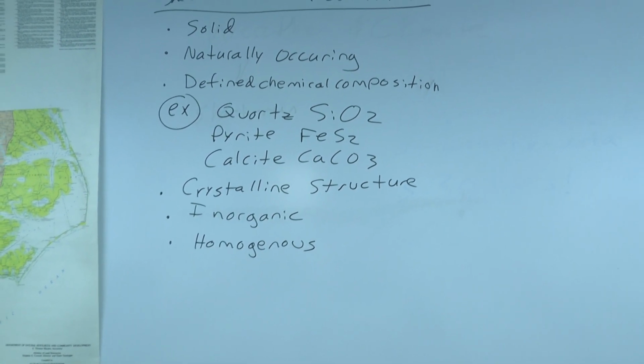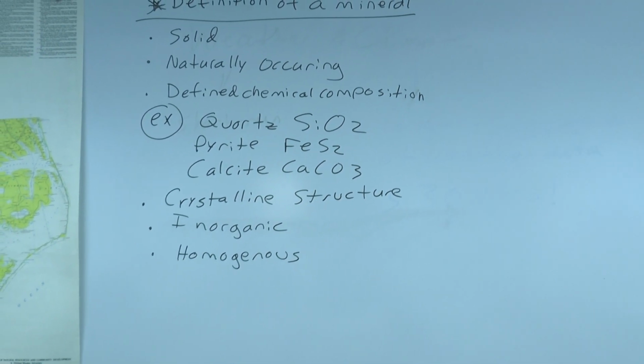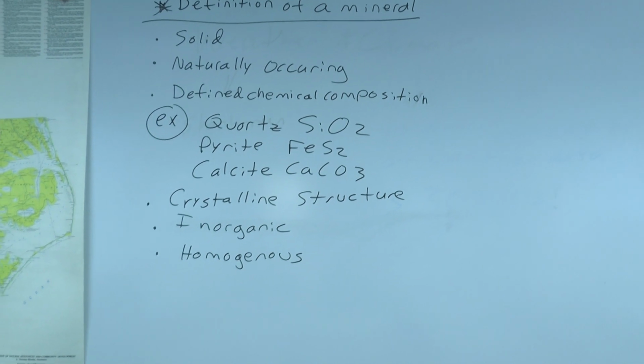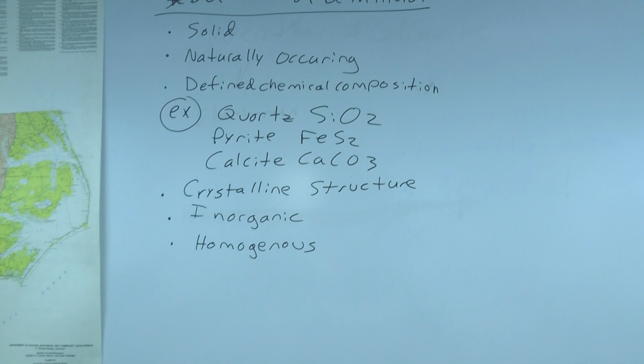Minerals must also have a crystalline structure, sometimes referred to as a crystal habit. Some examples would be the quartz crystal I showed you in class that was a 6-sided hexagonal prism. Another example would be the calcite crystal I showed you guys in class that had a rhombohedron shape.